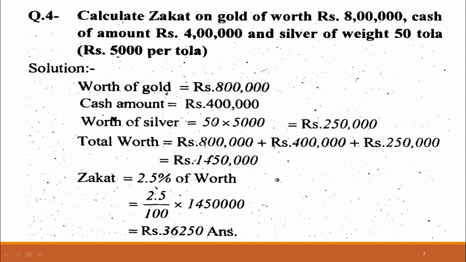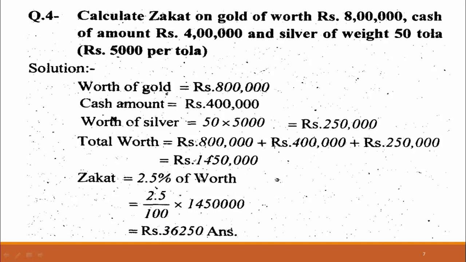So 5000 multiplied by 50, we obtain 250000. Now, to add these amounts, total gold, total cash amount, and total amount for the silver, adding these, we get the total amount is 14,500,000. So to find the amount of zakat for this total amount, again start from here that the zakat rate out of 100 is 2.5. So what will be the zakat for this total amount?